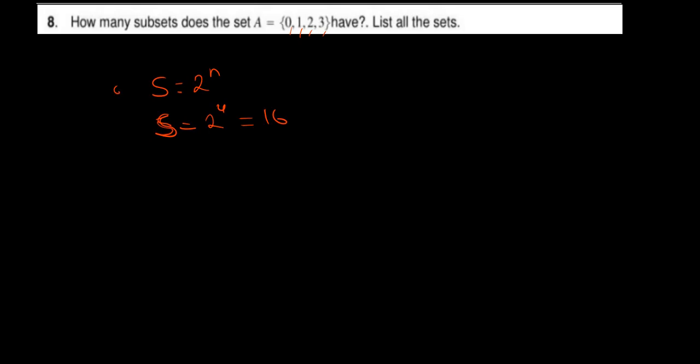So listing them now, you start with the empty set, you list, then you put 0 alone. All right. Then you put 1 alone. All right. You put 2 alone, you put 3 alone. You start now combining them. All right. So I'll put 1 and 2.